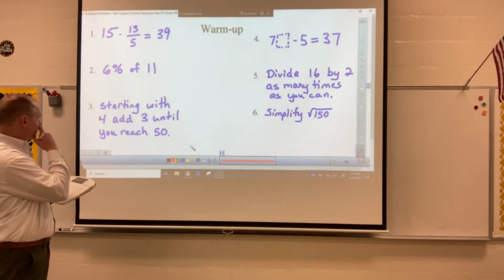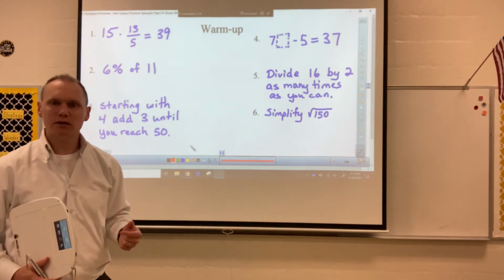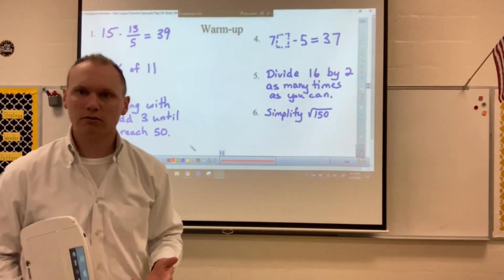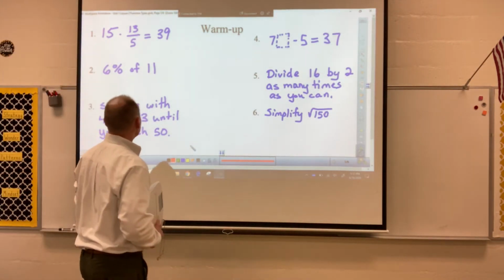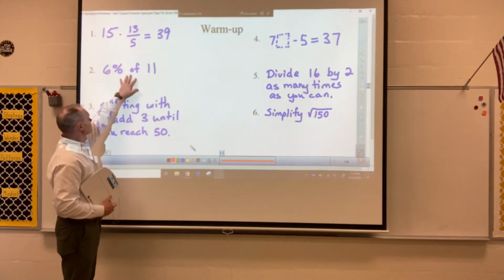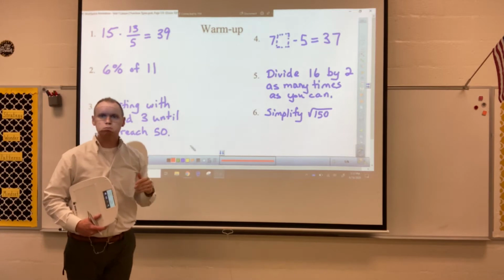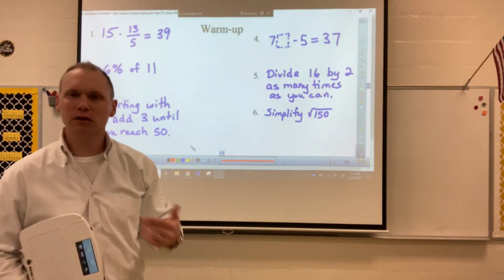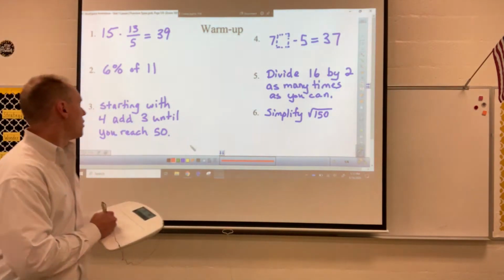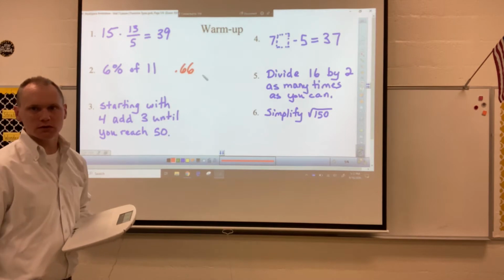Number 2 here, 6% of 11. If you take that strategy we talked about last time, 6 times 11 is 66. Obviously that's not right. Let's move the decimal back. 6.6, does that make sense? Is 6.6 6% of 11? I mean, that's well over 50% or half of 11. It's not 6%. Let's move the decimal one more place to be 0.66. That makes a lot more sense.